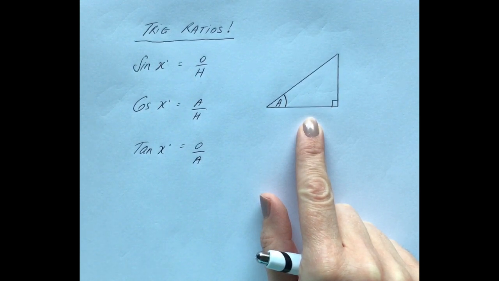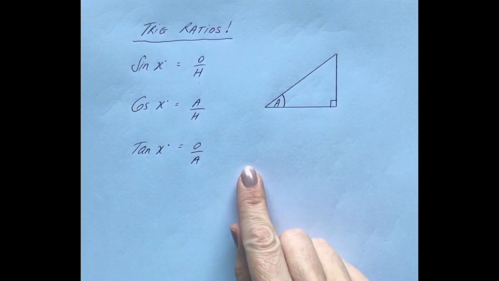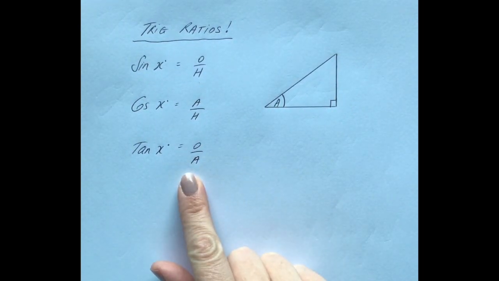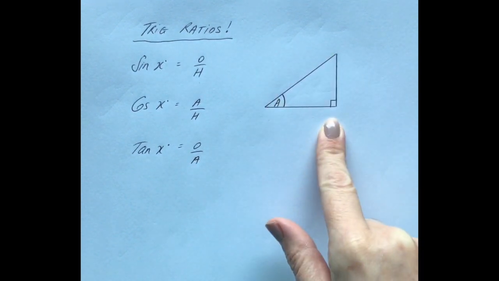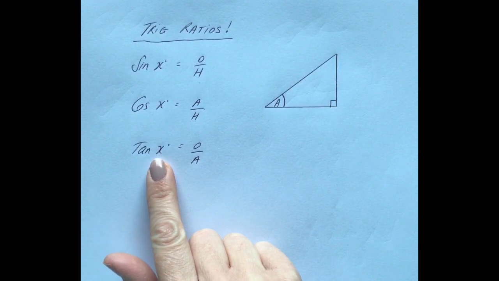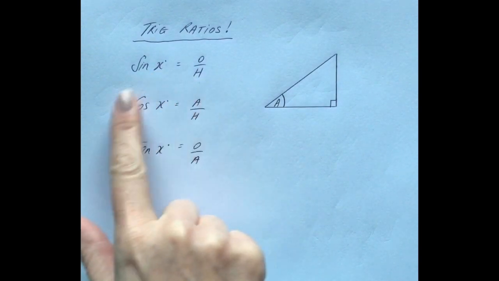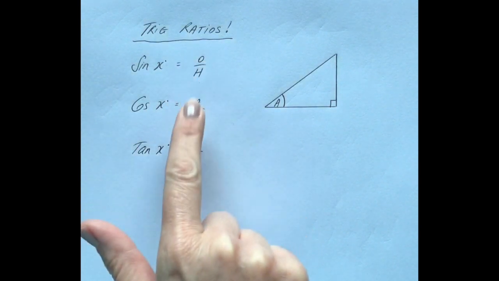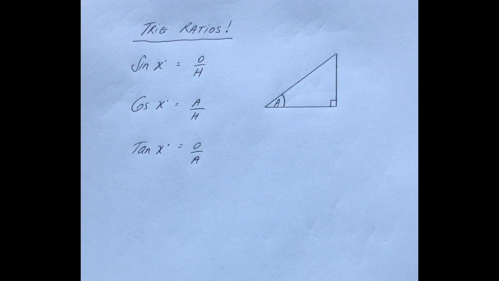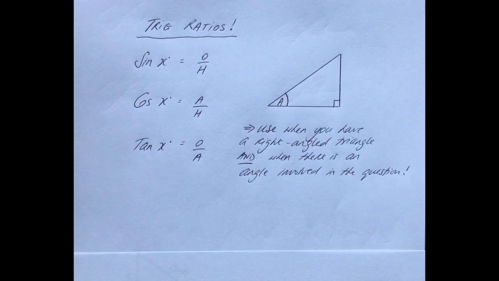So similar to Pythagoras in that effect, but how you know to use trig ratios over Pythagoras the minute you see a right angled triangle is because the minute there is an angle involved in the question, that's how you know you have to use trig ratios. Pythagoras, remember, is all about the sides, when you're given sides looking for a side. But trig ratios, the minute there is an angle involved, that's how you know to use one of these three little formulae. So use them when you have a right angle triangle and when there is an angle involved in the question.